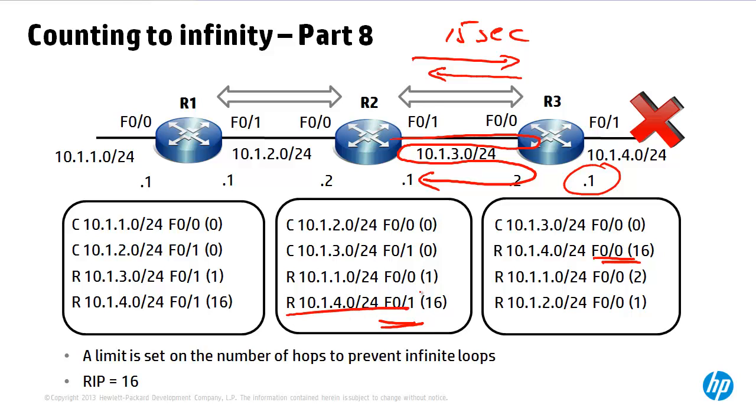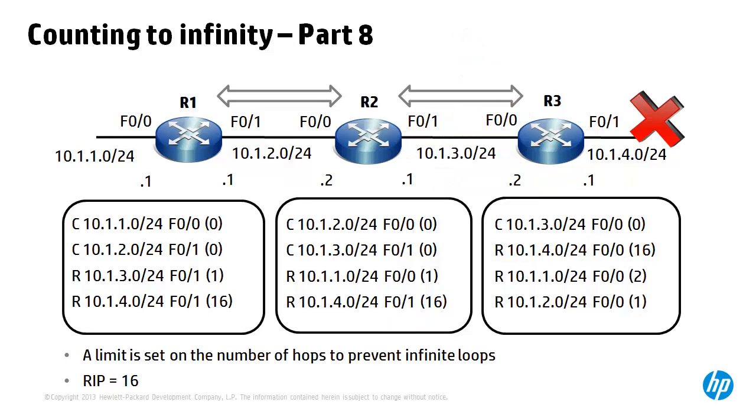Notice on router 2 it's pointing to FastEthernet 0/1, and router 3 believes that it can get to that network via FastEthernet 0/0, the interface pointing to router 2. So a loop has been formed. The problem is this will continue infinitely.